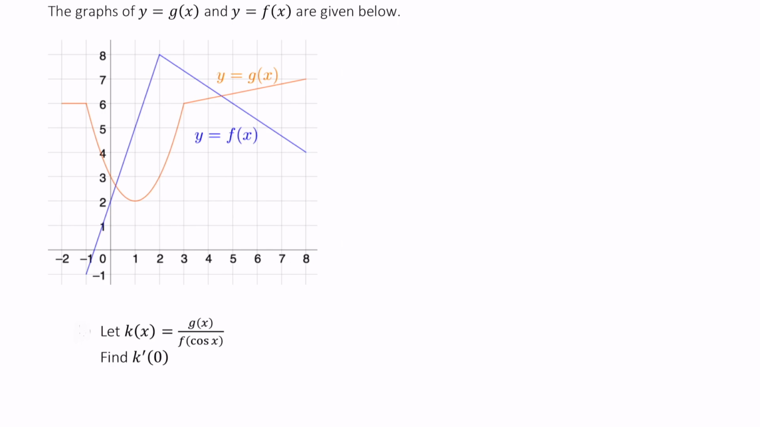All right, so the first thing we want to do is find k prime of x using all the derivative rules we know. So k prime of x, we're going to use the quotient rule. So the derivative of the numerator is g prime of x times the denominator f of cosine x, minus, and pardon me while I scooch this over here, maybe a little higher up where it's out of the way. So minus g of x, so our numerator, times the derivative of the denominator.